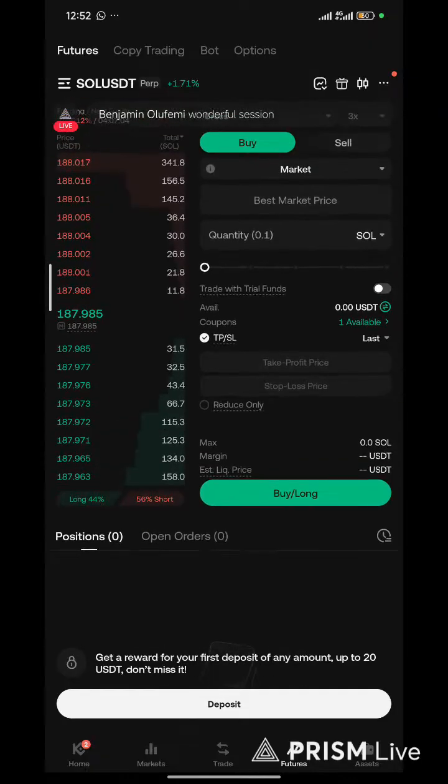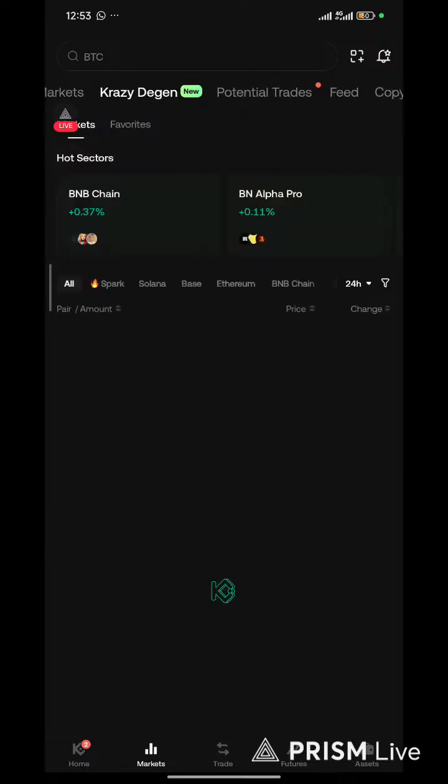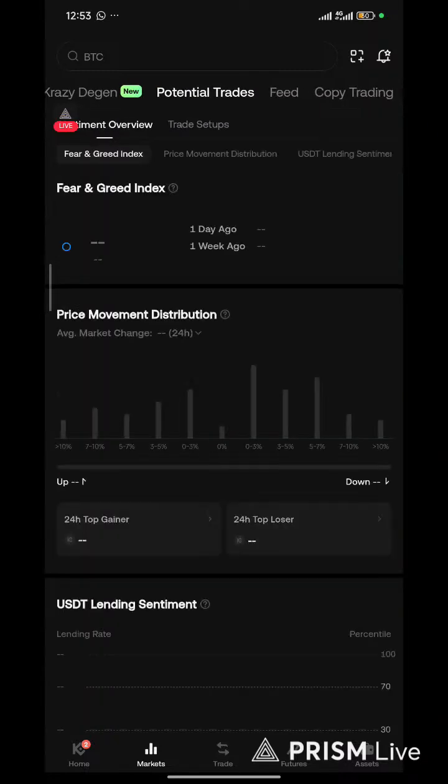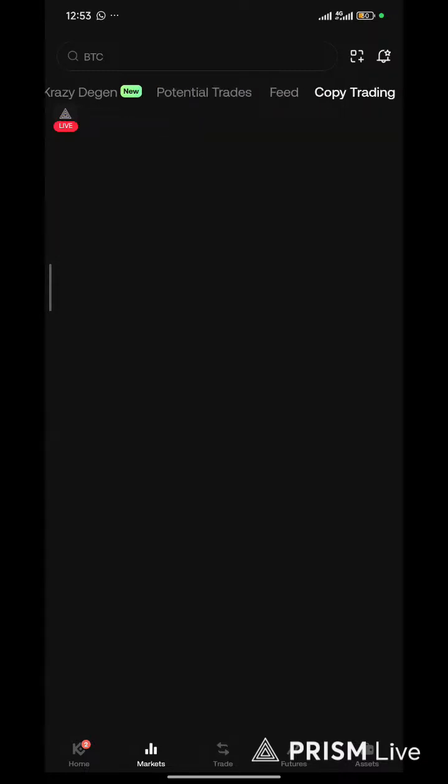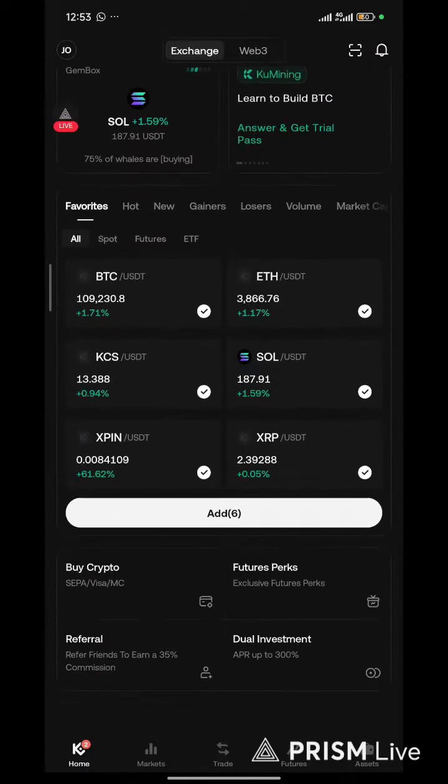We have market, you have the crazy DJ. This one is a new feature. You also have potential trades. You also have copy trading. So KuCoin is very, very nice to use and trade.